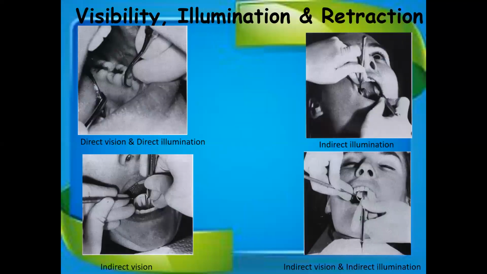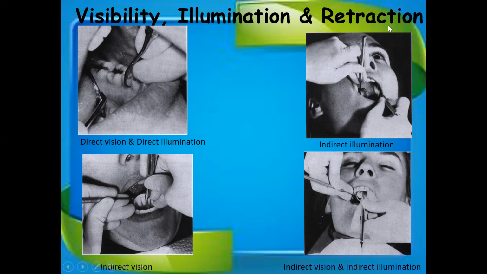Second principle of instrumentation includes visibility, illumination and retraction. In the first one, you have seated the patient properly onto the dental chair. Second one is visibility, illumination and retraction. And whenever required, you should prefer direct vision and direct illumination. So first picture shows direct vision with direct illumination.